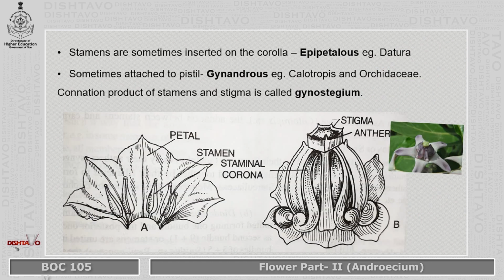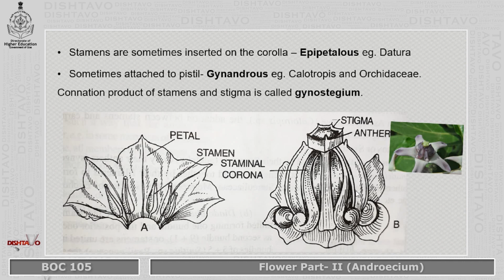Stamens are sometimes inserted on the corolla. The stamen filament is sometimes merged not directly with the thalamus, but is attached to the inner whorl, that is the gynoecium, or it may be merged with the outer whorl of the flower, that is the corolla. If the stamen is attached with the corolla, it is called epipetalous, which is found mostly in Solanaceae, more specifically Datura. Or sometimes it is attached to the gynoecium, and the structure is called gynandrous condition. This kind of condition can be found in Asclepiadaceae, that is Calotropis in particular, or Orchidaceae.